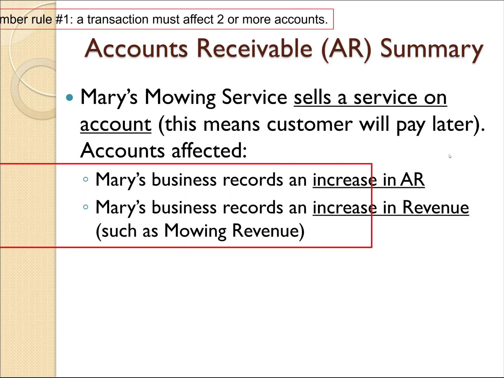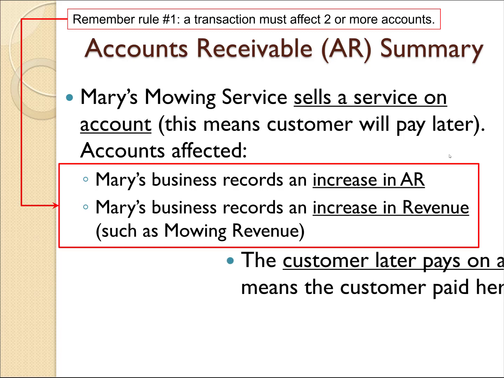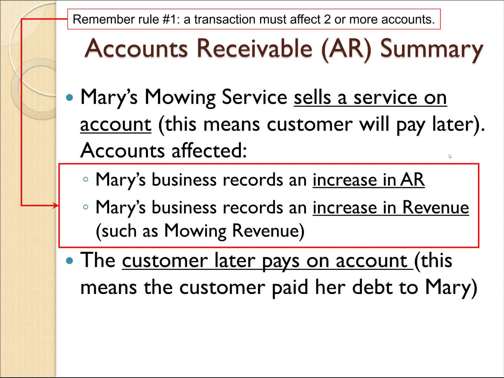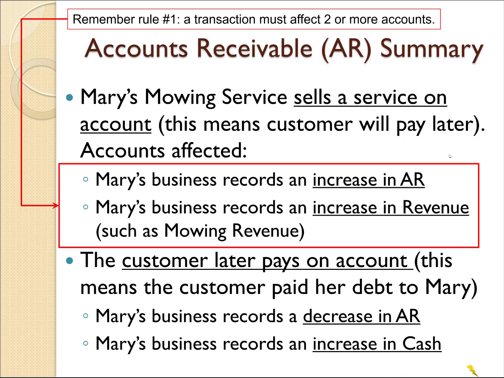And then later, oh, I forgot. Remember, rule number 1, a transaction must affect 2 or more accounts. So we do have 2 accounts being affected. Now later, the customer is going to pay her. So the book would say something like, customer later pays on account. So this means the customer has paid his or her debt to Mary. We don't know the gender of the customer. So Mary's business would record a decrease in AR because it can no longer collect that from the customer. And then Mary's business would record an increase in cash.